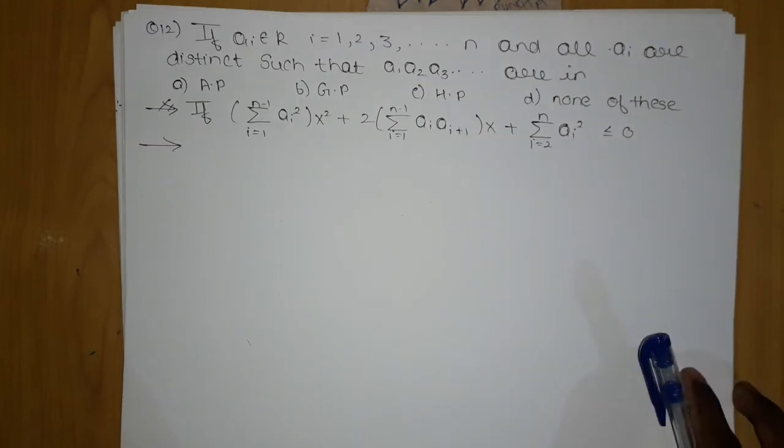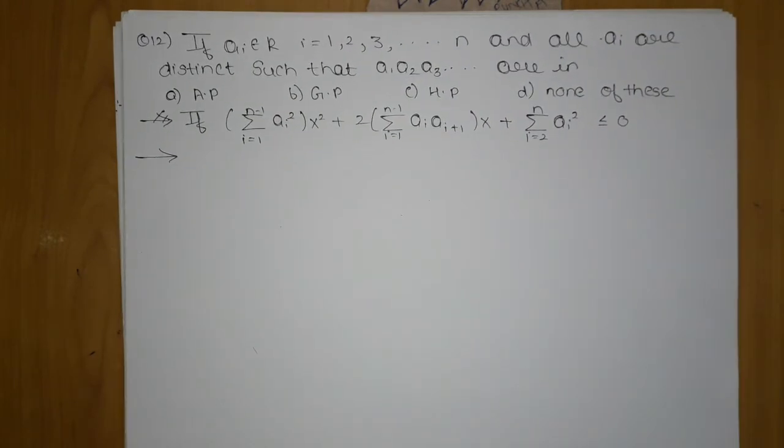The next question is question number 12, which says: if a_i belongs to R, i equals 1, 2, 3 till n, and all a_i are distinct, such that a1, a2, a3 till an are in AP, GP, HP, or none of these. One extra thing is given after the options, which is: summation i equals 1 to n minus 1 of a_i square into x square, plus 2 into summation i equals 1 to n minus 1 of a_i into a_(i+1) into x, plus summation i equals 2 to n of a_i square, is less than or equal to 0.